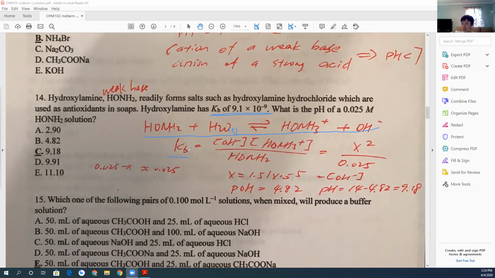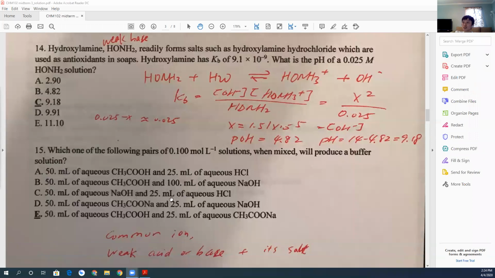Using Kb, we can list the ICE table and calculate X. Again, the denominator should be 0.025 minus X, but because this Kb is very small, we can ignore that. Then we can calculate X. X is the hydroxide concentration, so you can convert the hydroxide concentration into pOH, and then 14 minus pOH will be the pH. So the answer is C.